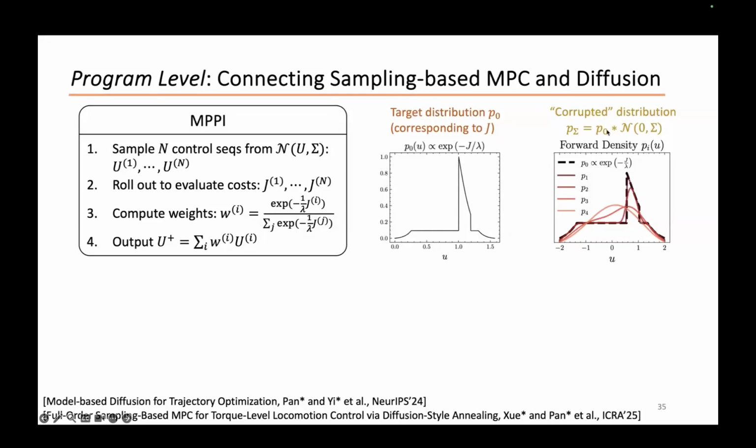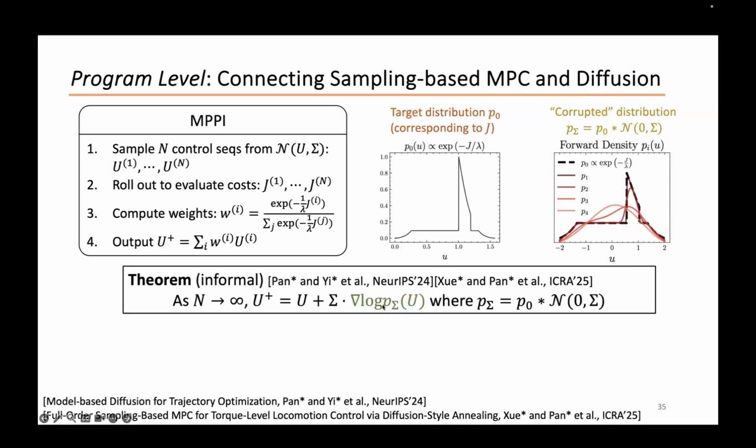Another thing I need to define is P sigma. P sigma is very similar to diffusion. It's a corrupted version of P0. Basically, we convolve P0 with some Gaussian distribution and get P sigma. As you can imagine, the bigger sigma we have, the closer P sigma is to a nominal Gaussian. If sigma goes very large, P sigma is basically Gaussian. If sigma is very small, it is very close to P0. It's very similar to diffusion: you convolve the original target distribution with a sampling kernel and you get a noisy one.